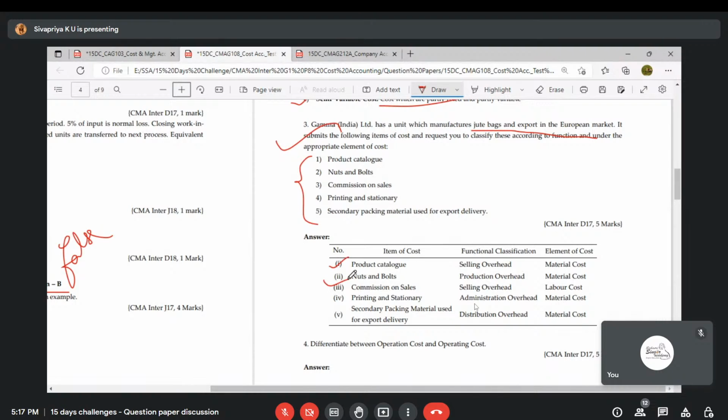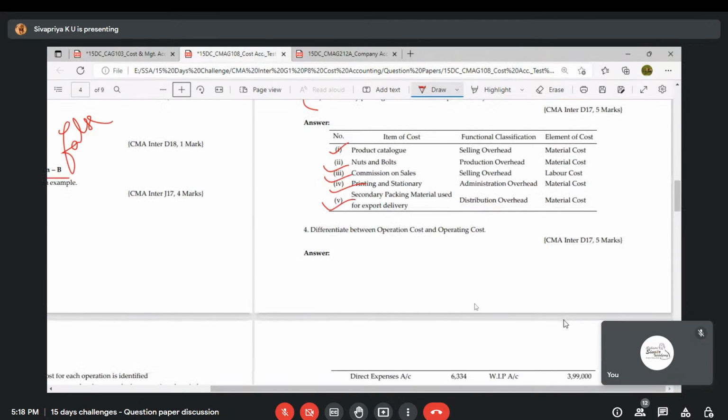Number 2, nuts and bolts, production overhead. Element of cost is material cost. Commission on sales, selling overhead, labor cost. Printing and stationery, admin overhead, material cost. And secondary packing material used for export delivery, it is a distribution overhead, material cost.